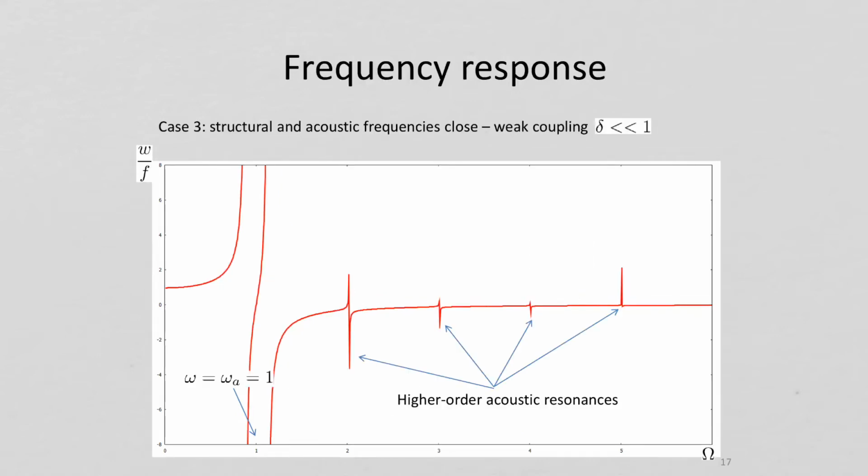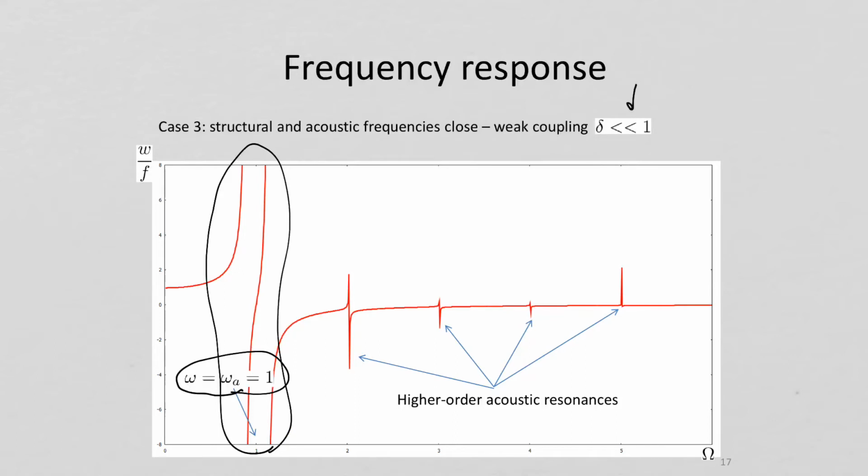Now we can go on, and here we see the case where the structural and acoustic frequencies are actually pretty close to coinciding. We have omega, but also the first acoustic resonance, being equal to 1 or close to 1. But we have weak coupling. So we can see some funny things happening down here because we have two resonances that are close. We have some interaction going on between the two natural frequencies, so we get a rather funny behavior in the frequency response near this natural frequency. The higher order acoustic resonances still appear where we expect them to be, at 2, 3, 4, and 5.